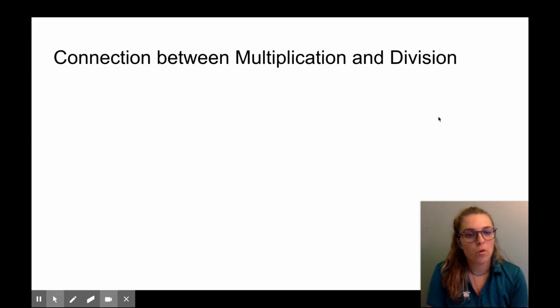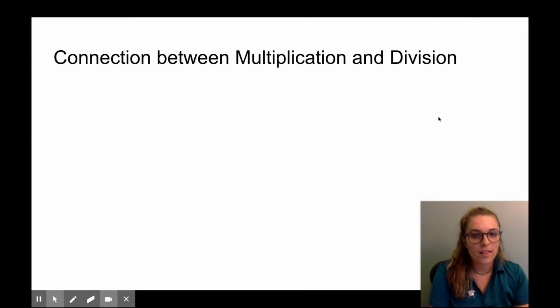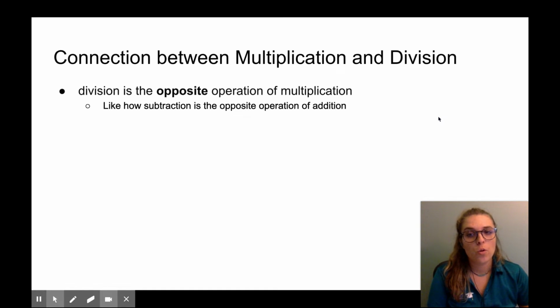So now that Annie and Moby reminded us how we would actually read or write a division equation, let's talk more about that connection between multiplication and division that we talked about earlier in the year. So I know that division is the opposite operation of multiplication. That means I can use multiplication to help me solve division, but I just might have to use it a little bit differently.